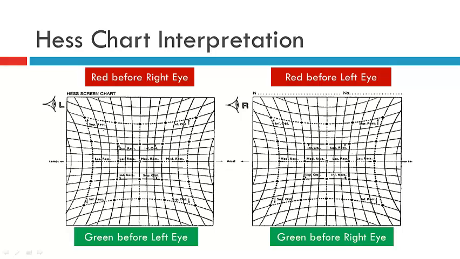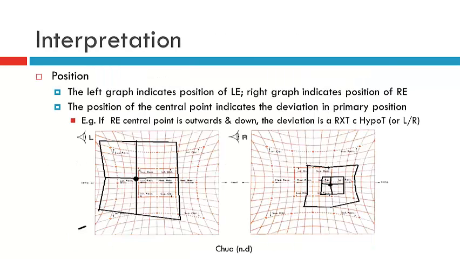It's also important to remember that each square represents 5 degrees. And this is, of course, assuming that you perform the test at 50 centimetres, which is what you should be doing. Now, the Lee screen, because it has a chin rest, is always at 50 centimetres, but with the Hess screen, if you don't have a chin rest, you'll have to ensure that you have your patient 50 centimetres away from the chart. Let's commence with position.